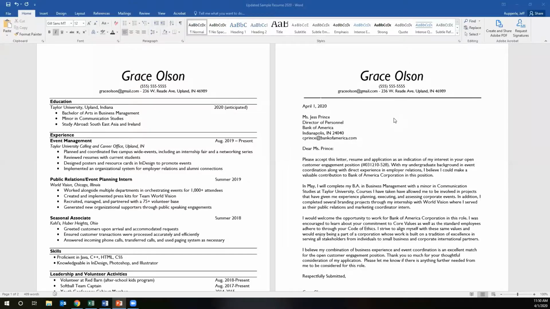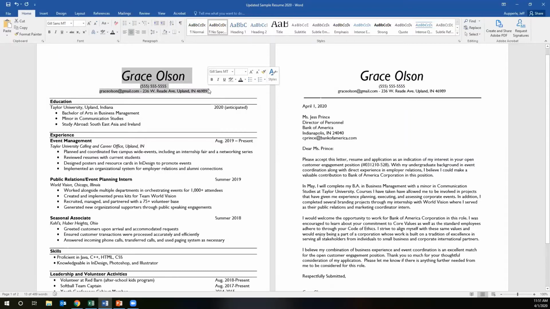And the first thing that I want to draw your attention to is the cohesiveness of the application packet. So it's important that when you have documents that complement one another, there's some clarity and some intentionality in how you design the documents. So of course, this is our example again. Grace Olson is our candidate of choice. And this is a very basic template that we use here in the CCO to provide an example.